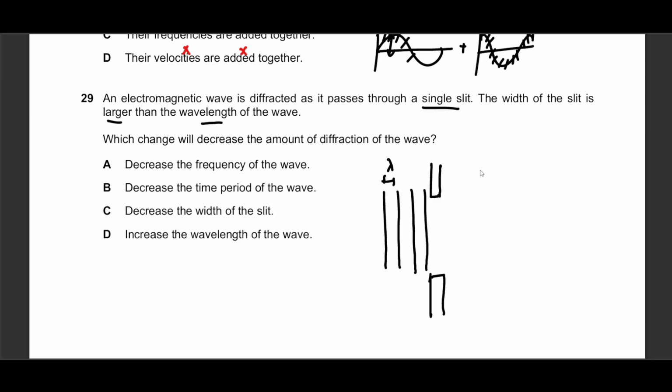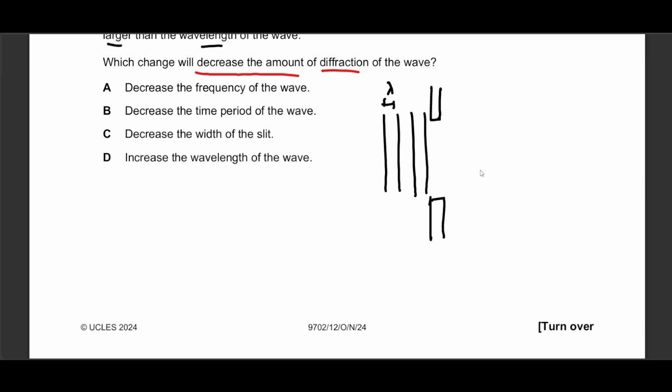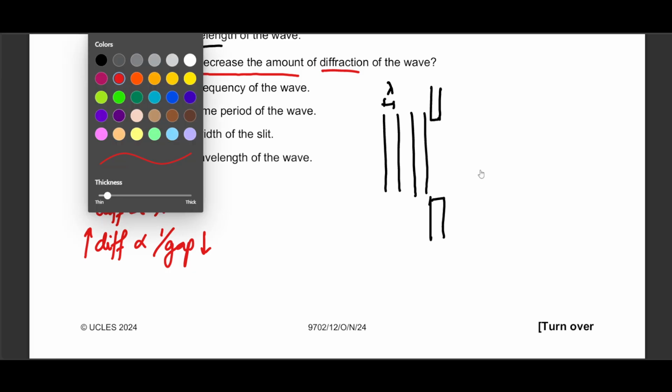Which change will decrease the amount of diffraction? We want to decrease the effect of diffraction, so how can we do that? A couple of pointers before moving on to the question. The effect of diffraction, or the bending, increases with the wavelength, and diffraction is inversely proportional to the gap width. If you decrease the gap width, diffraction or bending increases, though of course there is going to be a limit to that, while the gap width is not smaller than the wavelength itself.